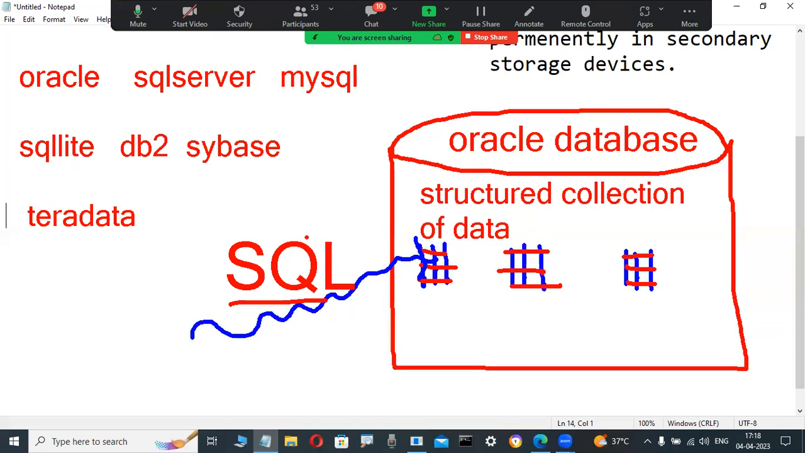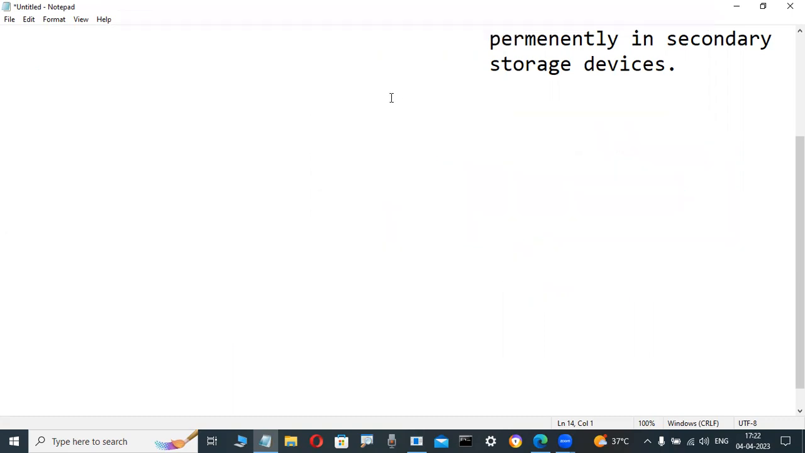SQL is a non-procedural language. Variables are not there, loops are not there. It is a very simple, command-line language only. Through this language only, we operate the data in these types of relational databases.